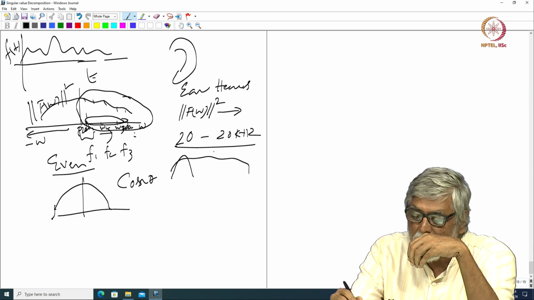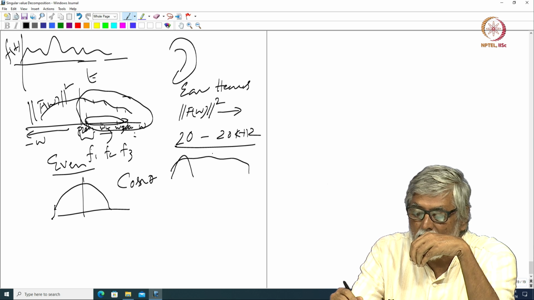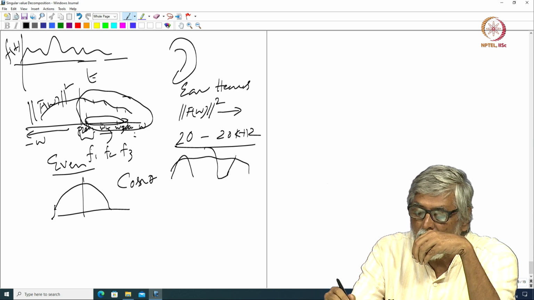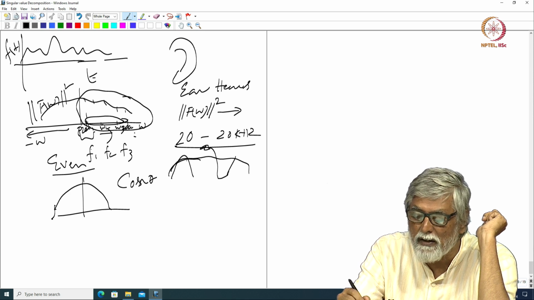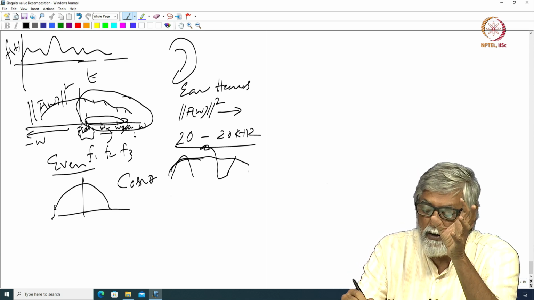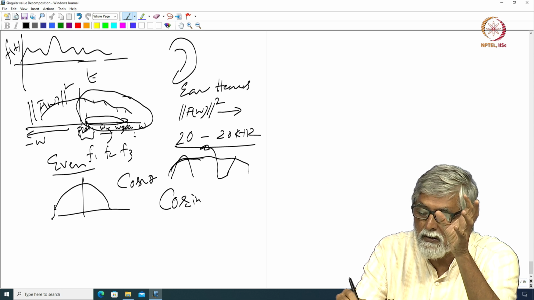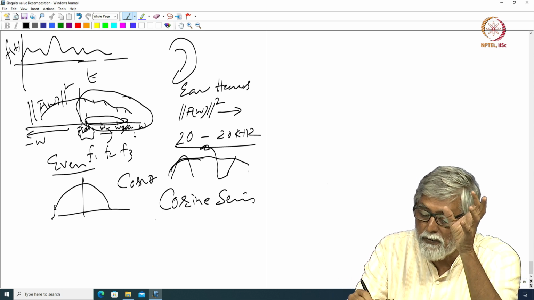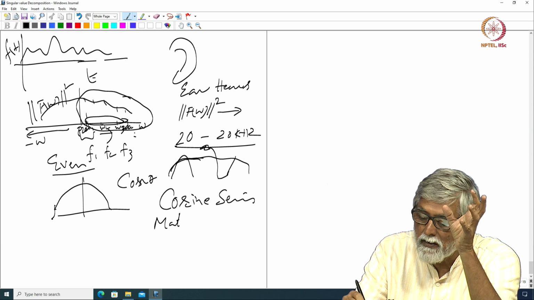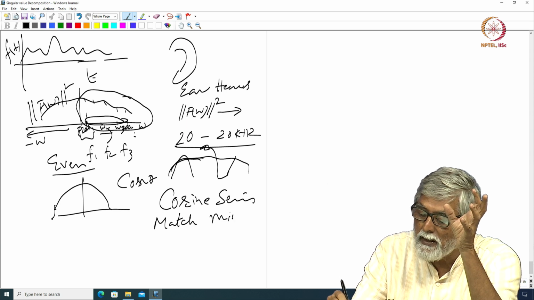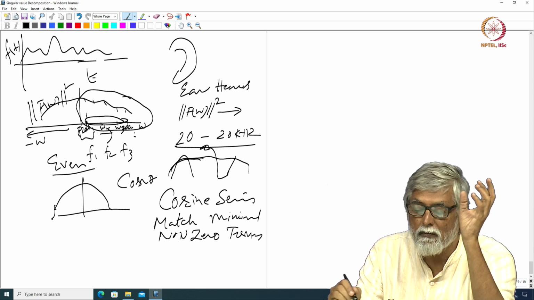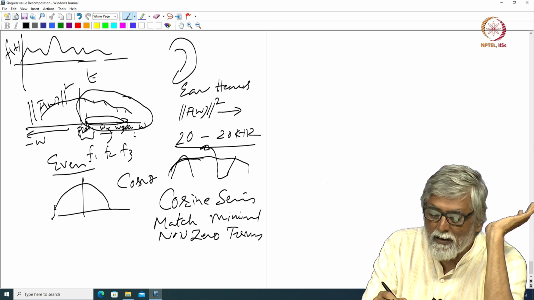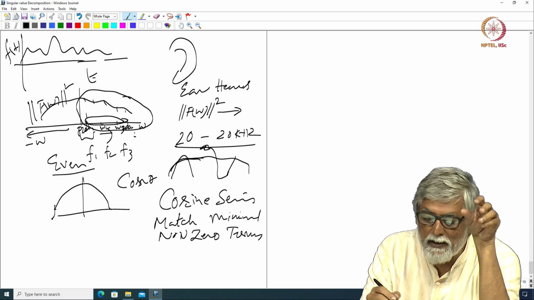If I try capturing this with an odd function, I am in trouble. Matching is not good here, whereas all even functions give a very good match, which is the reason why the cosine series gives very good match, which means minimum terms, minimum non-zero terms. Of course, we eventually will use it in the discrete form.